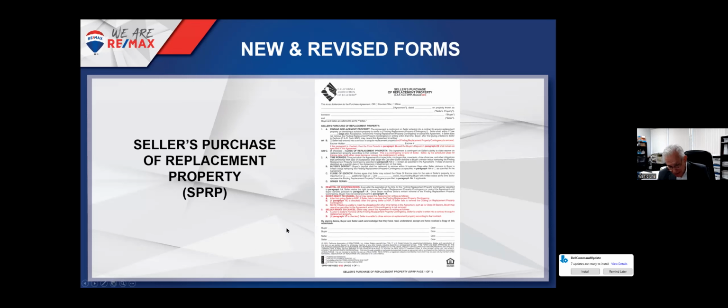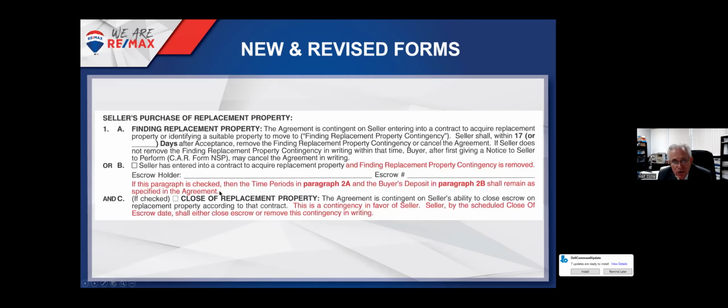Seller's purchase of replacement property. I just wanted to show you the one change and remind you of paragraph 1. Paragraph 1 is extremely important that you understand it. I think most of you do, but as a quick review, there are 2 contingencies, although there's an A, B, C, but there's only two contingencies.